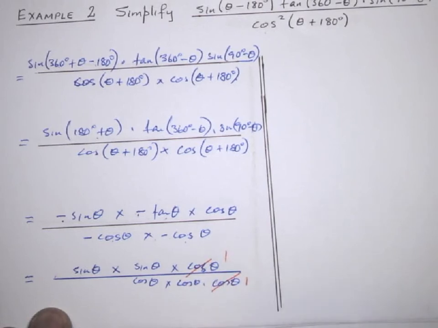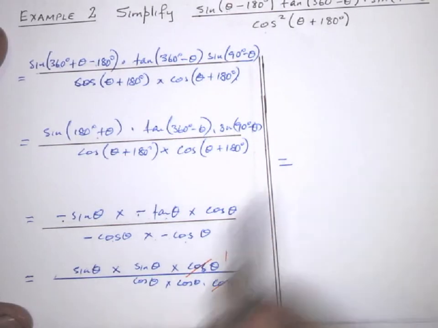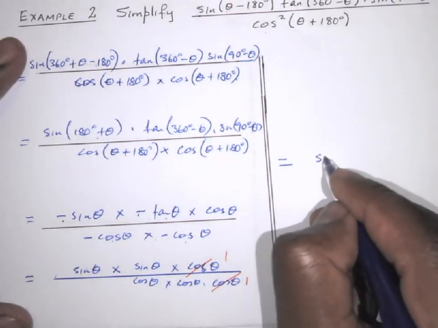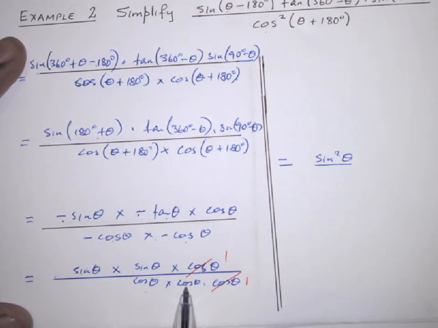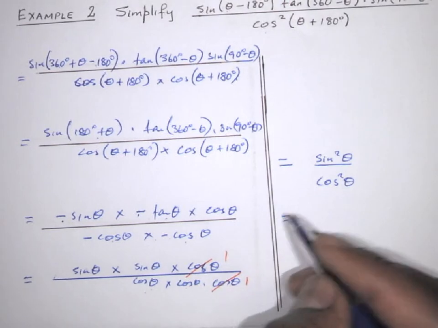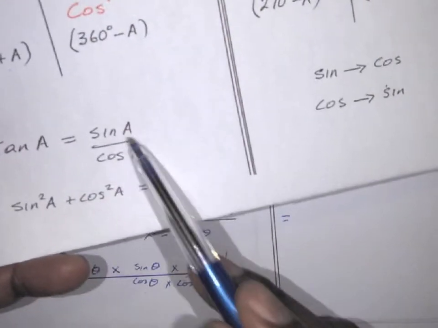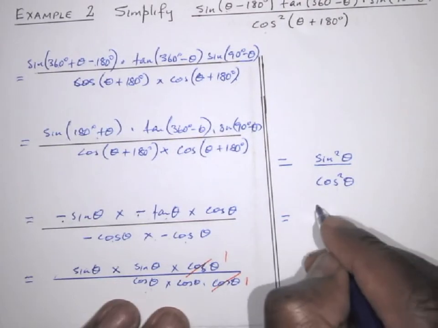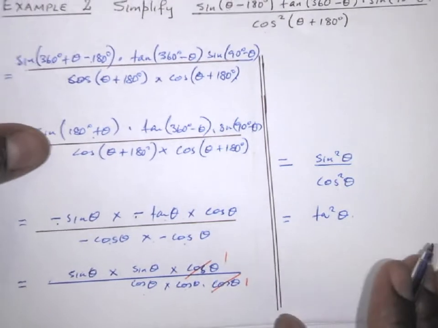Alright? And what are we left with now? We are left with the sine theta times sine theta. What is sine theta? So sine theta times sine theta is sine squared theta over, and cos theta times cos theta gives us cos squared theta, and our answer is, what is sine over cos? It is tan. So sine squared over cos squared will be tan squared theta. That's our answer. So let's look at another example.